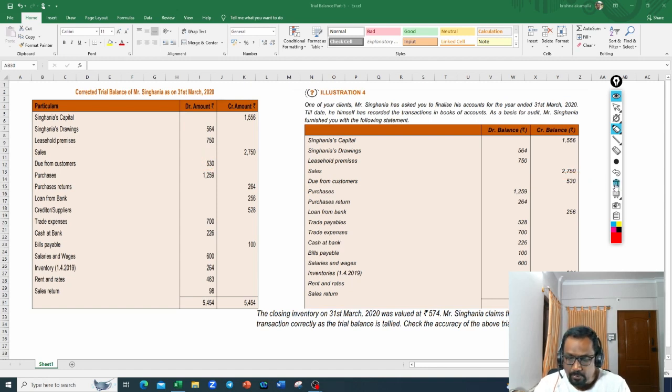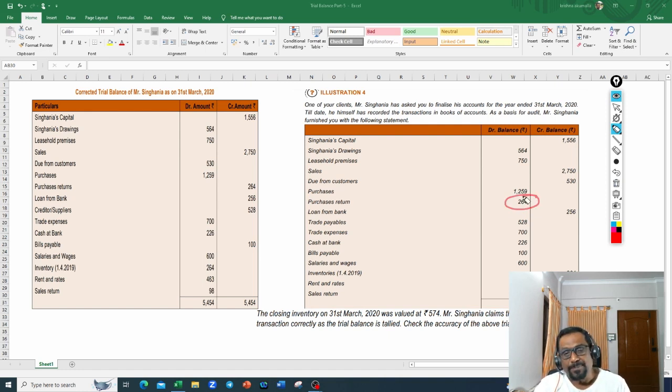Right. Next one. Purchases 1259. All purchases are expenses. All expenses and losses are supposed to be debited. So he debited. This is correct. So this is also correct, right? There is no issue. Purchase correctly accounted. Next one, purchase returns 264. He debited in trial balance.